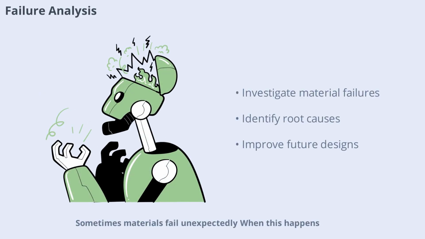Sometimes materials fail unexpectedly. When this happens, materials engineers conduct failure analysis to determine the cause. Was it a flaw in the material, a design issue, or improper use? By understanding why a failure occurred, engineers can prevent similar problems in the future.